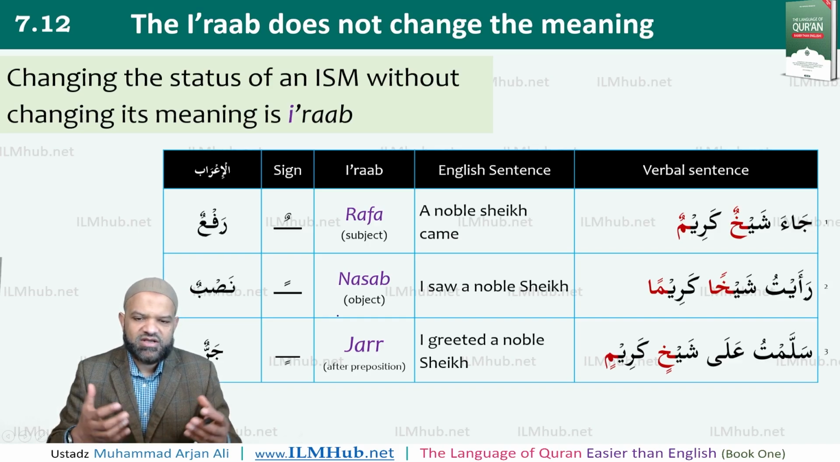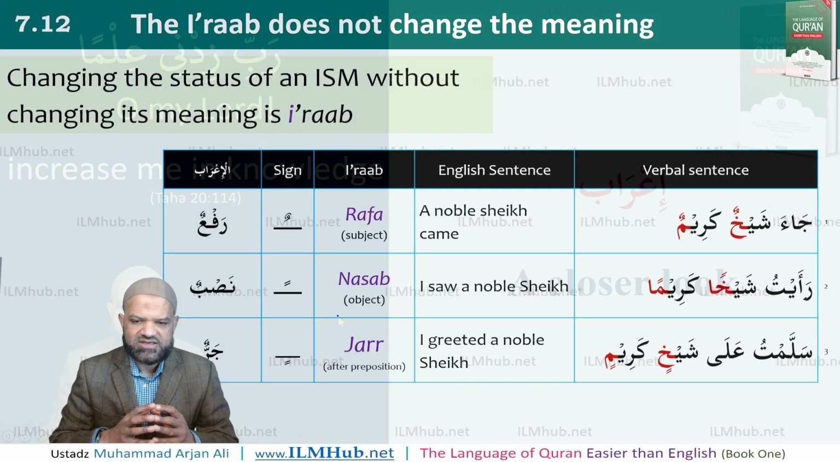So what is the role, the function of the ism in Arabic? This is the most critical part of understanding the subject. So please note, the i'rab itself cannot be translated. It does not change the meaning in English. It gives us more detail about the role and the function that particular ism is doing in the sentence.